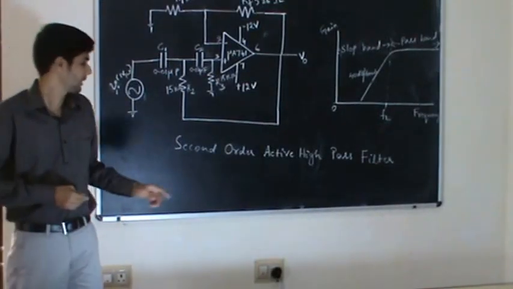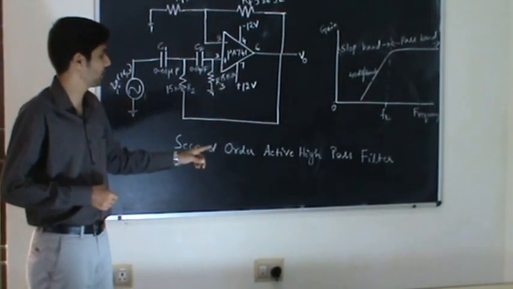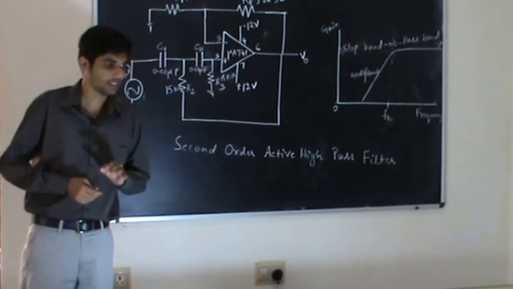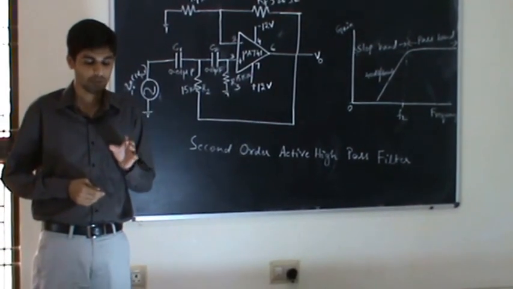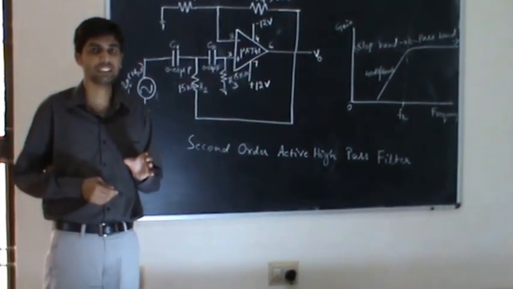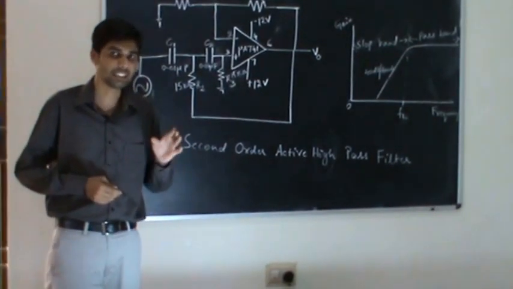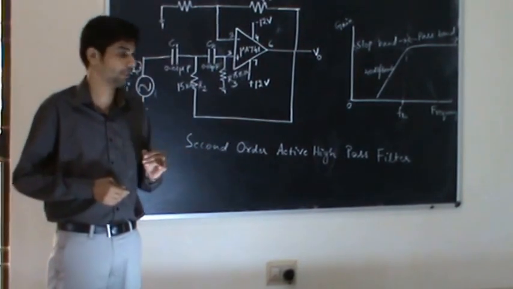Good morning. The experiment name is second order active high pass filter. What is a high pass filter? A high pass filter is a filter which is used to pass only the high frequency signals and which will attenuate the signals which are below the cutoff frequency.